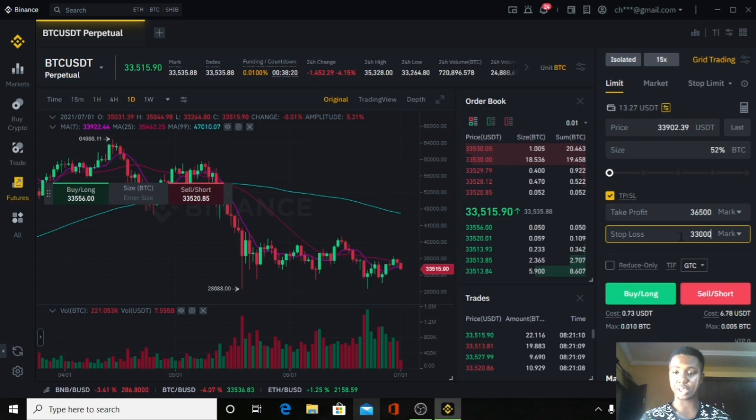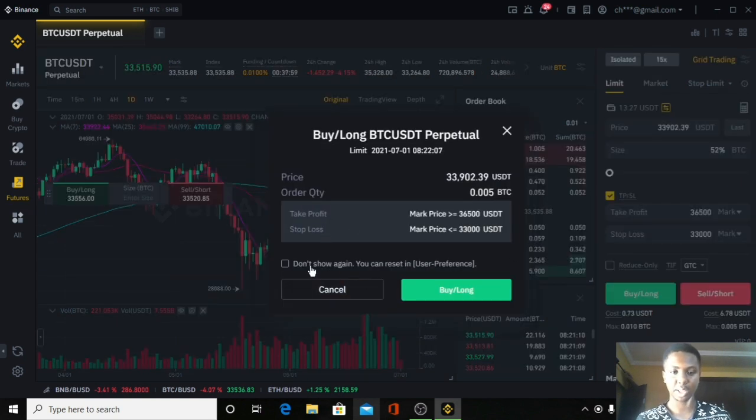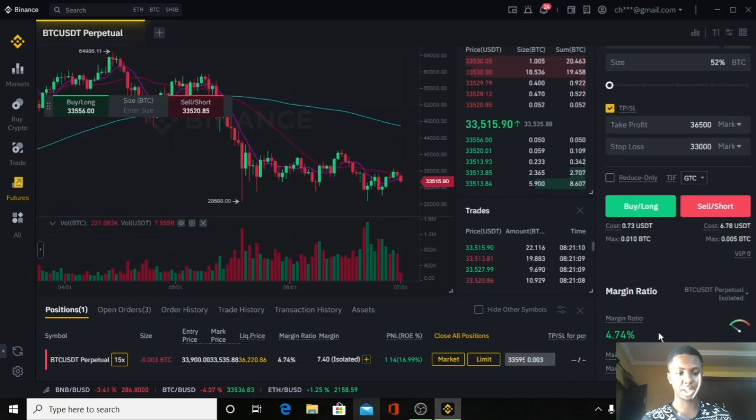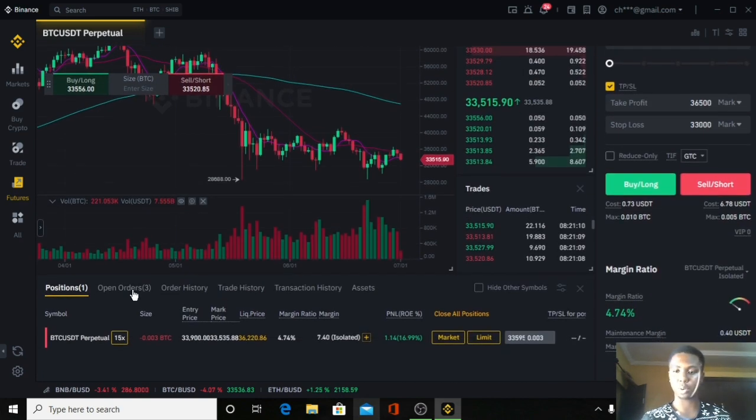So what it means is that once my position hits this price, it will take me off the trade so I don't lose more money. If it hits here, I take profit from the gain I've made. So now I go to buy long. It asks me, I say do not show again, or I'll just leave it there because I love seeing it. So I make sure I set the trade I want. So I go buy long at 33.9. And if I check my trade, it has been showing up here.